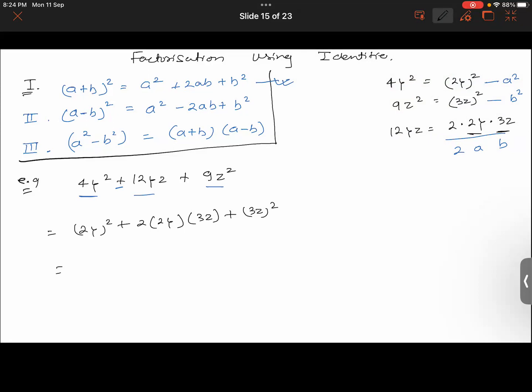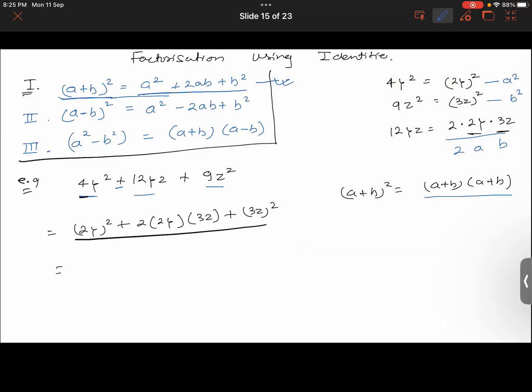Now here, how it can be written like this: a plus b square. It is also the same as a plus b multiplied by a plus b. So this expression has been broken like this, and we observe that it is of this form: a square plus 2ab plus b square. And I can also write it like this: a plus b multiplied by a plus b. Is that clear or not? Because a plus b whole square simply means a plus b multiplied by itself.